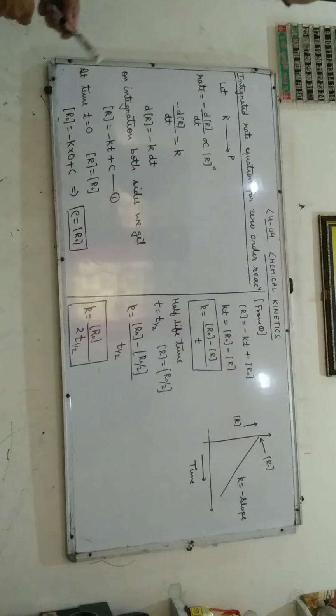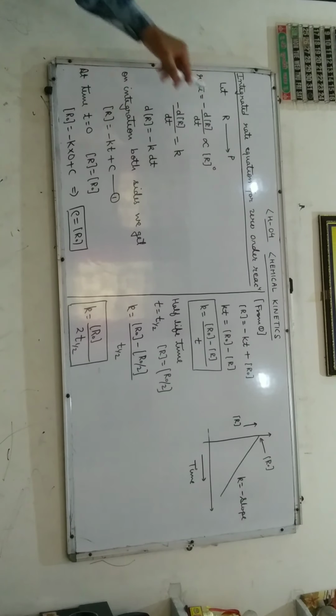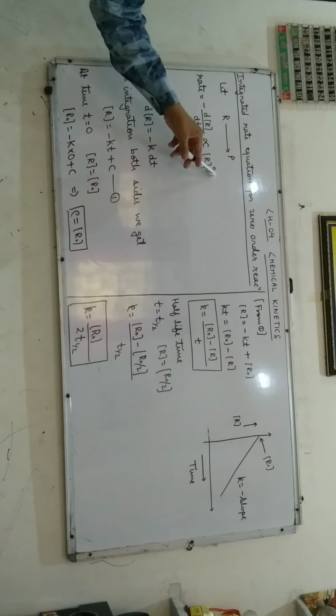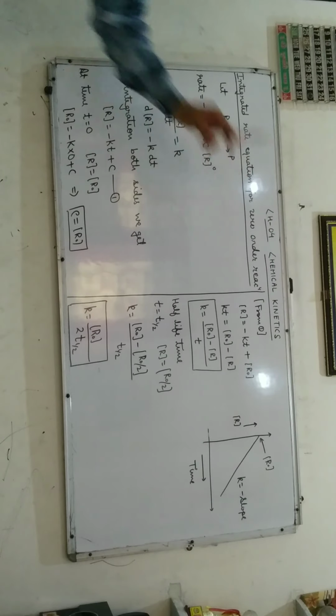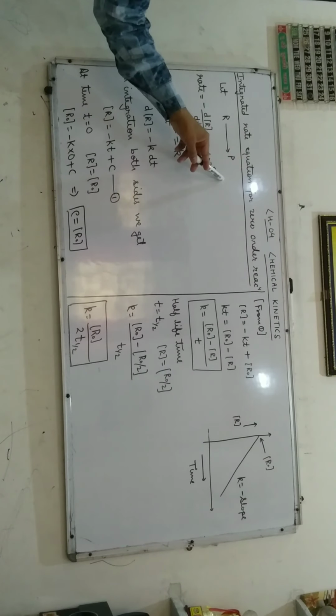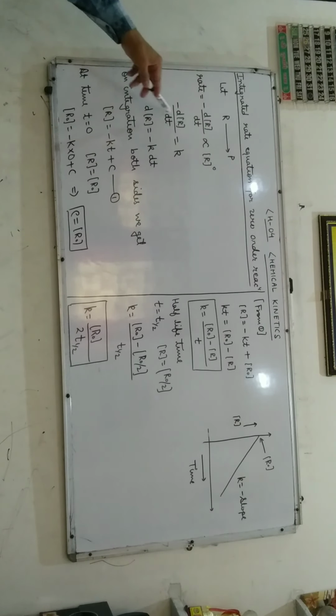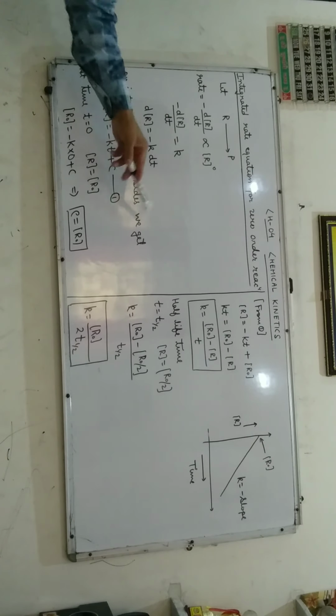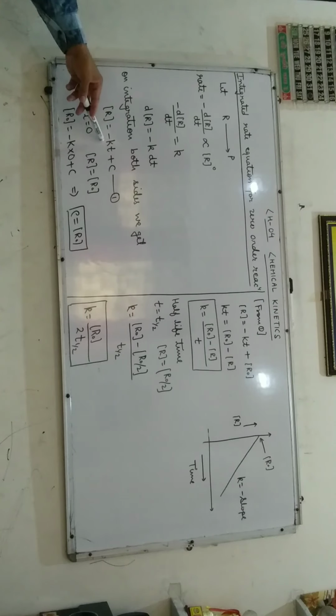Now let us summarize. Firstly, suppose we have R gives P. The rate of reaction may be expressed as minus dR upon dt directly proportional to R raised to power 0. Something raised to power 0 we take here because it is zero order kinetics. Something raised to power 0 is 1, so minus dR upon dt is equal to K. Here K is the velocity constant. On integration of both sides we get R is equal to minus Kt plus C.